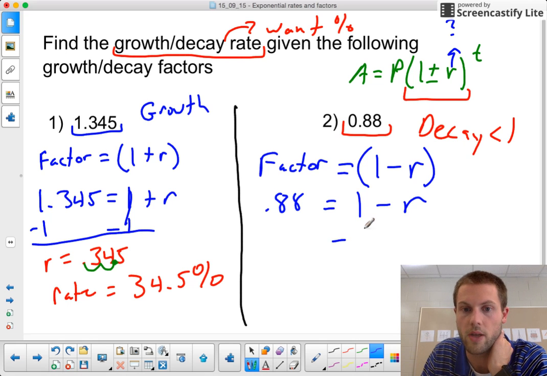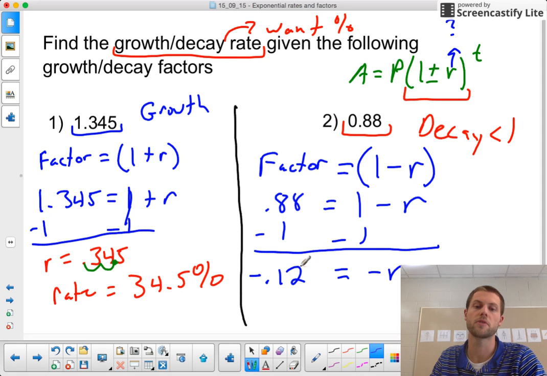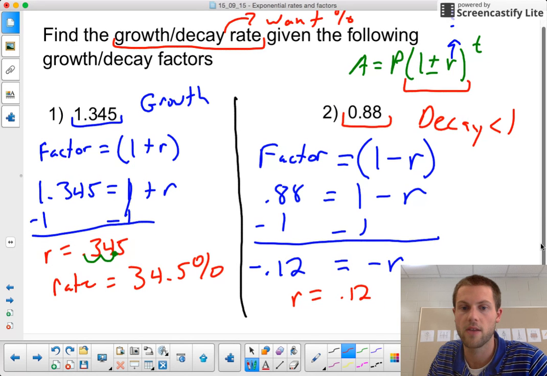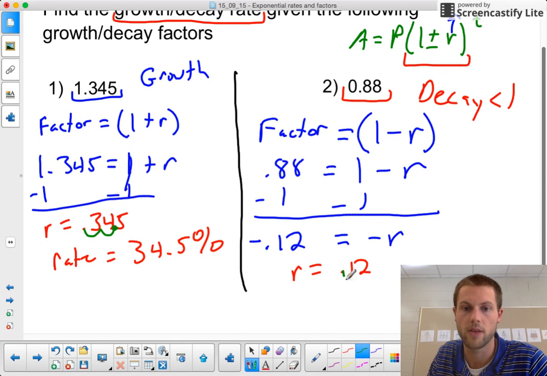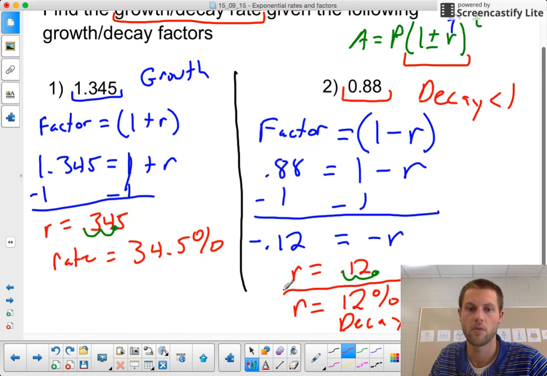If I subtract 1 again from both sides of this equation, I'm coming out with a negative 0.12 equals negative R. I can flip both signs by multiplying everything by a negative 1, and my decay rate is going to end up being 0.12. If I slide that decimal place over 2 positions, my rate as a percentage is going to be 12%. And since this is decay, let's just note that, 12% decay. And there you go.